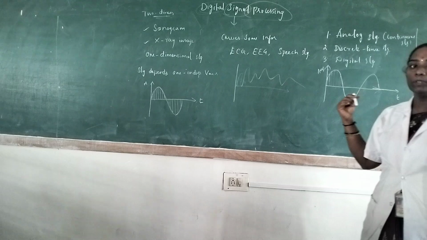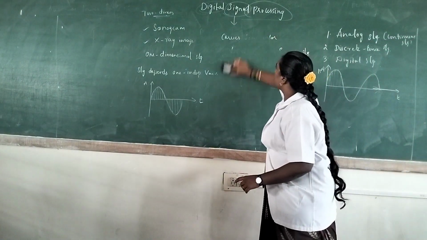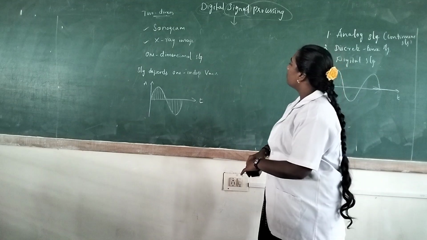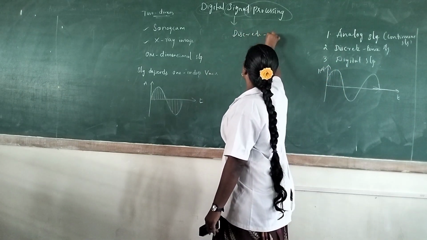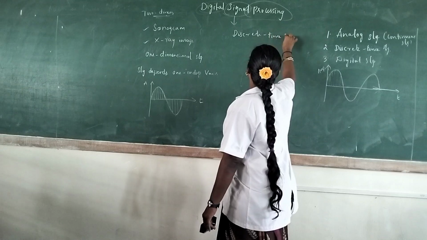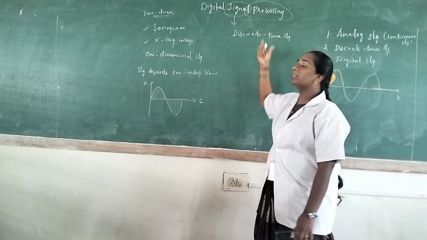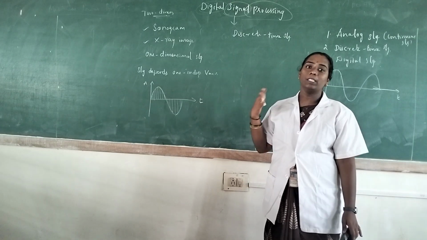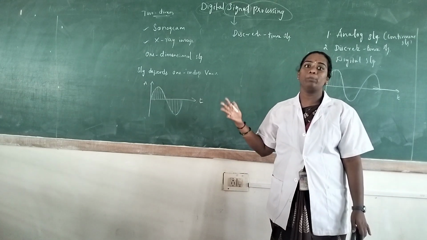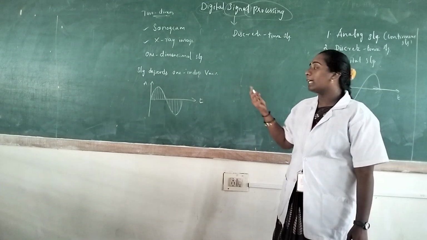The next type of signal is the discrete time signal. Now I will represent the discrete time signal. From the term itself you can identify that the time period is discretized, or divided into n number of samples. Hence the signal is called a discrete time signal.